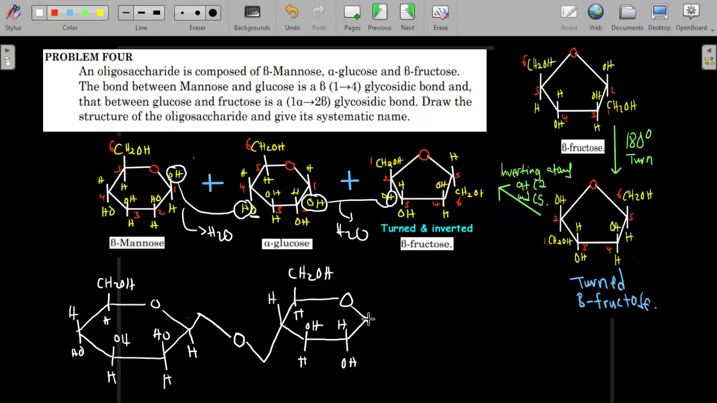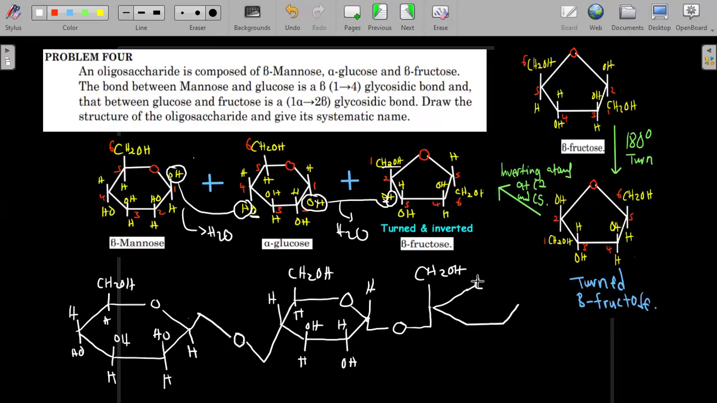And then here there was another reaction. This OH reacted, so we are just remaining with the H on top there. And then this OH reacted with the what? The hydrogen from the turned and inverted beta fructose. So what we are going to have there is a line joining the oxygen that remained here, and then another line that goes to the structure for the turned and inverted beta fructose. On top there, we still have this group, CH2OH, and then like that, and then like that. And then we have that, and then that.